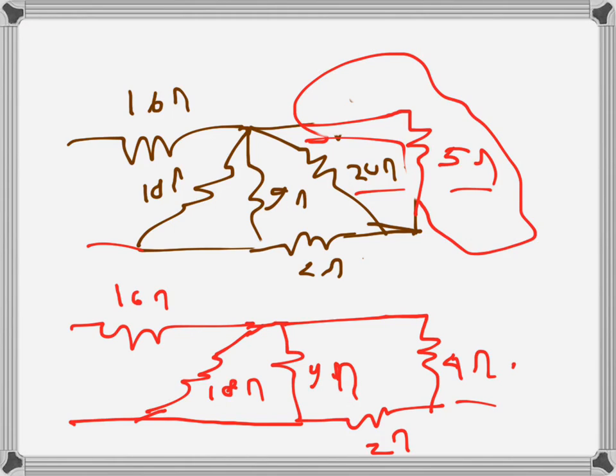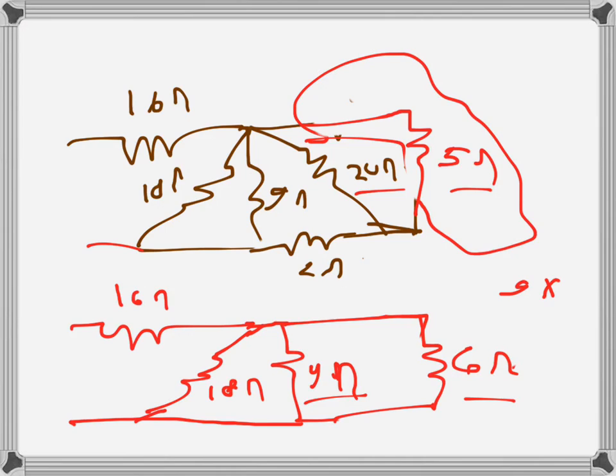So 4 ohms and 2 ohms, these two are in series, so they become 6. So I will erase these two resistances and replace them with just one resistance of 6 ohms. So the series equivalent is 6. So 9 ohms and 6 ohms are in parallel. That is 9 times 6 over 9 plus 6, that's 54 over 15, so that is 3.6.